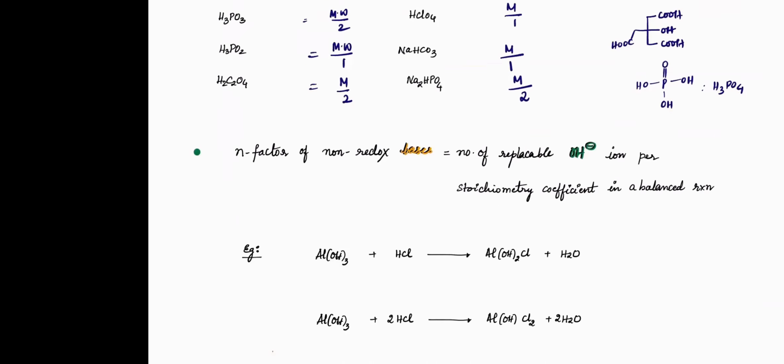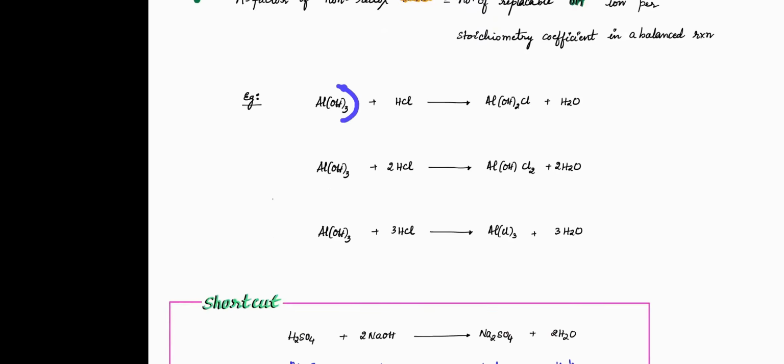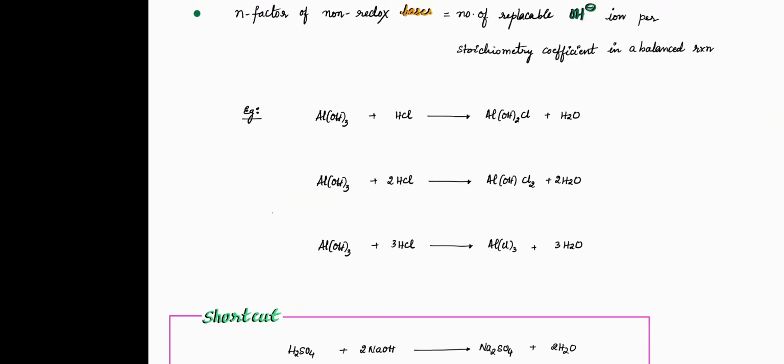Right, see. If you take the n factor of a non-redox base, we learned that it is the number of OH minus replaceable. Correct? Now notice here, Al(OH)3, when you react with HCl, it has become Al(OH)2Cl plus H2O. That means one of the OH has been replaced. Isn't it? So here, for Al(OH)3, the valency factor will be 1 because it has given away 1. HCl is giving 1 H plus, so it is 1.